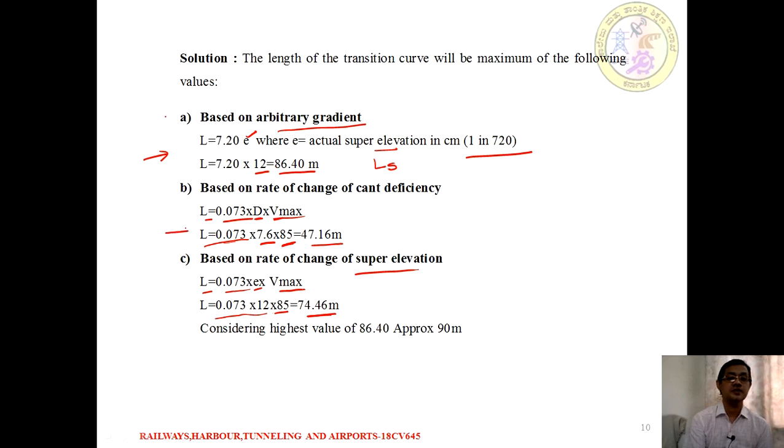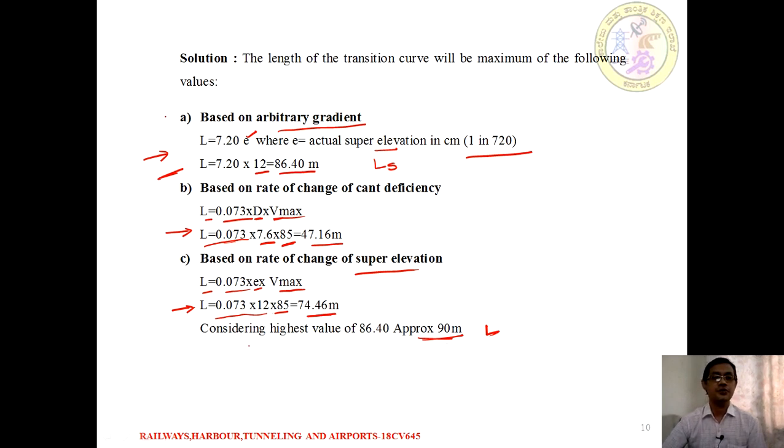So based on the change of cant efficiency, it is 47. Then the length based on the change of super elevation is going to be 74.46 meter. So by considering the highest numerical value, that is going to be 86.4 meter. Or otherwise, in multiples of 10 meter, approximately we can provide 90 meter as the length of transition curve. So we obtained the length of transition curve.